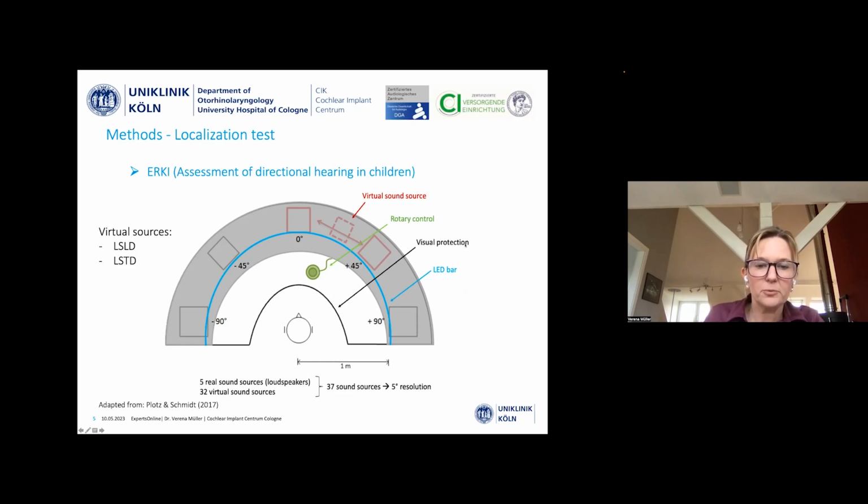Then you have a visual projection. This visual projection is sound transparent. So this should avoid that the children only point to the real loudspeakers, and that the sound localization is affected by that. And then you have an LED bar, and there is a light before the stimulus comes up. The light comes from the right and from the left and goes to the front, so that the attention is towards the front, and then the stimulus occurs.